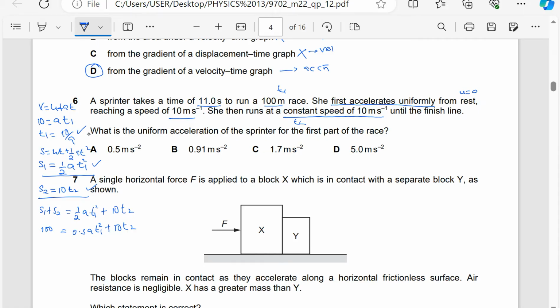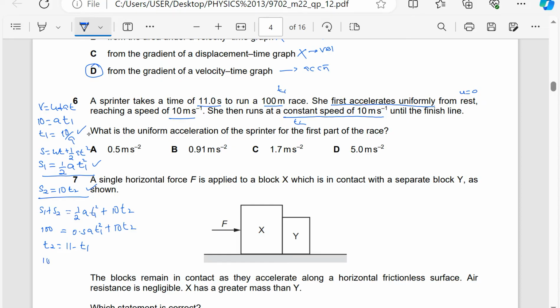Now the total time is 11 seconds. The total time taken is 11 seconds. So that means if I want t2 in terms of t1, I will set t2 equal to 11 minus t1. So where there is t2, I'll put 11 minus t1.